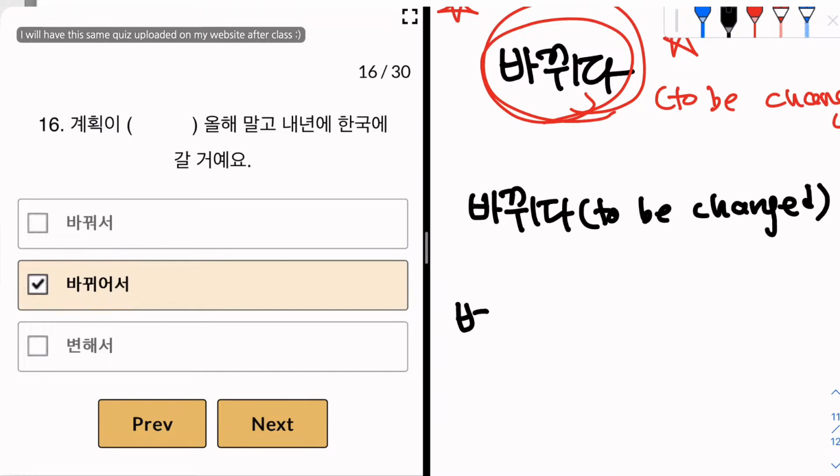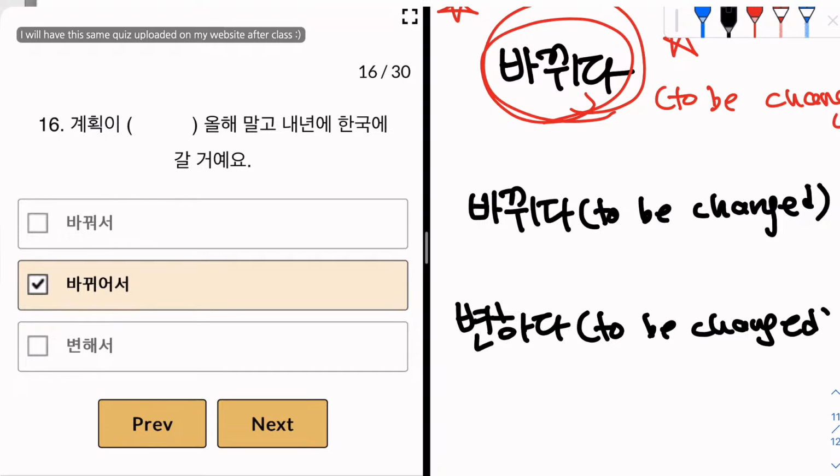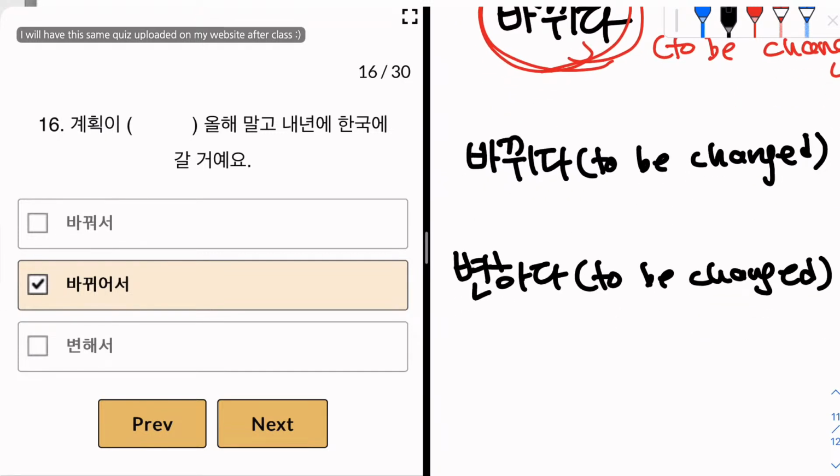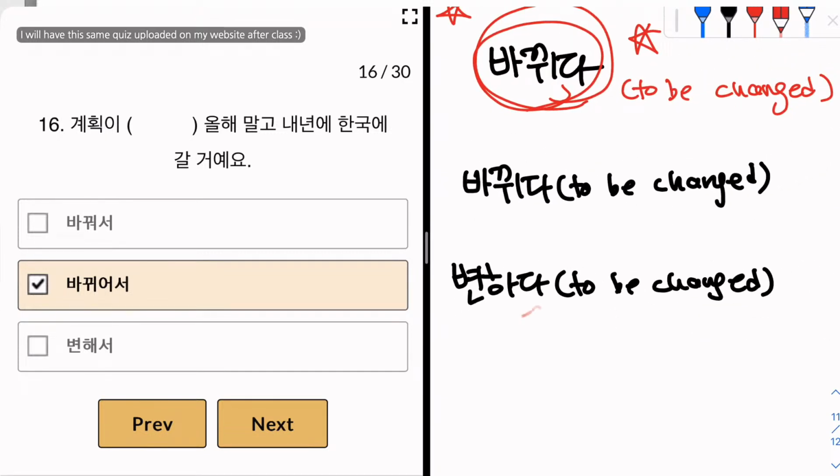And 변하다, it also means to be changed. And the difference between these two, guys, is very subtle. So 변하다 means for the inner qualities or for the nature of something to change. Whereas 바뀌다 is more for a general change, like the change in what appears, change on the outside.